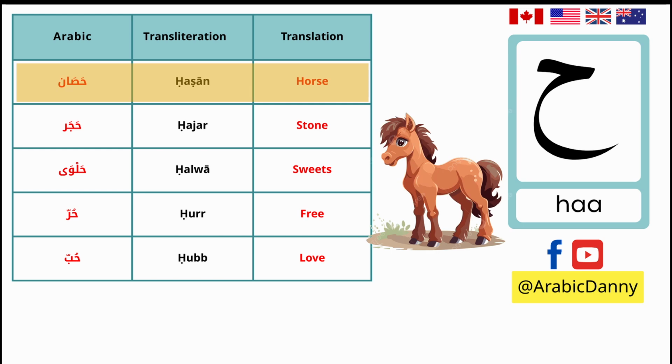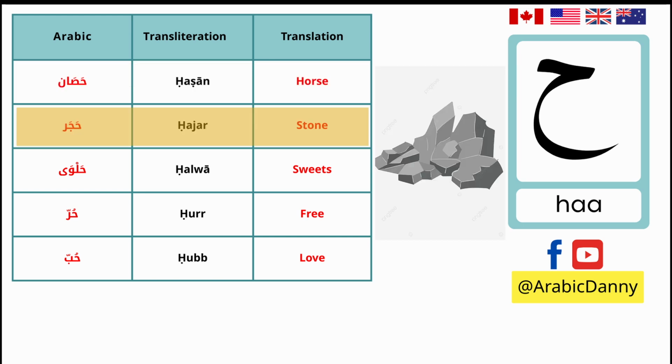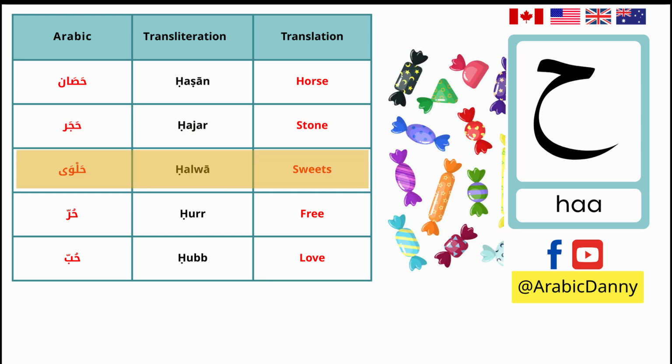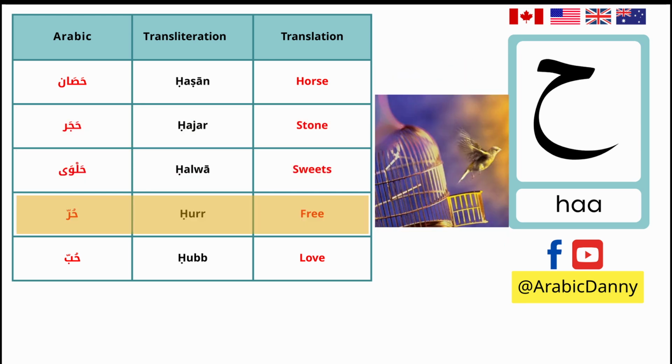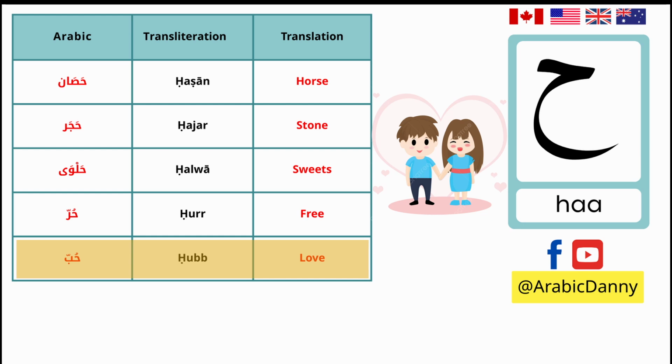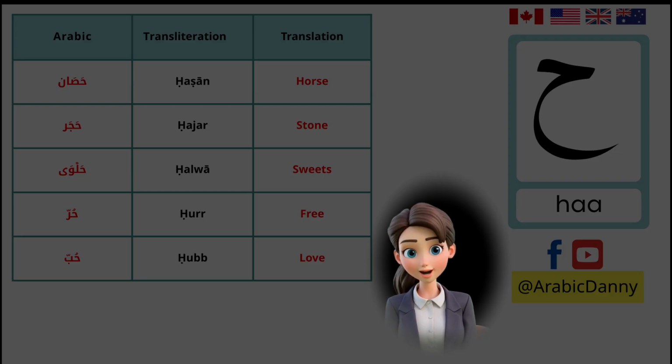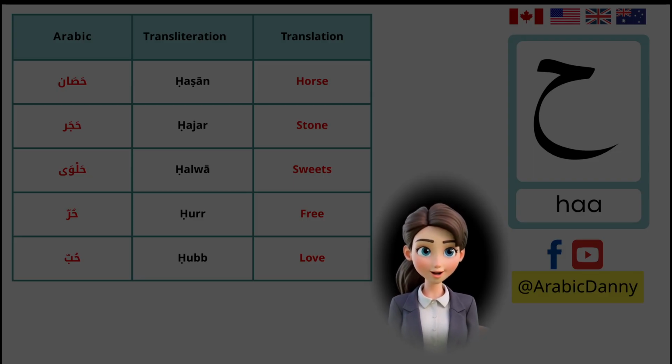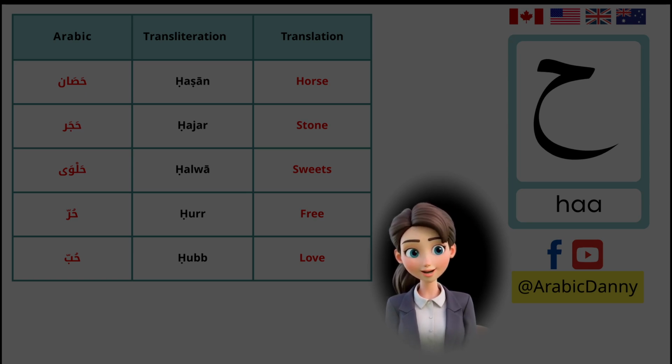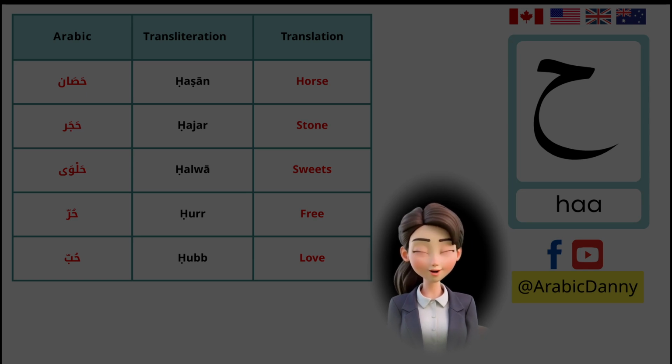حصان، حجر، حلوى، حر، حب. As you can see, all of these words start with the letter Ha. Look closely at the first letter in each word. It's the same. Step by step, you're getting closer to reading Arabic confidently.